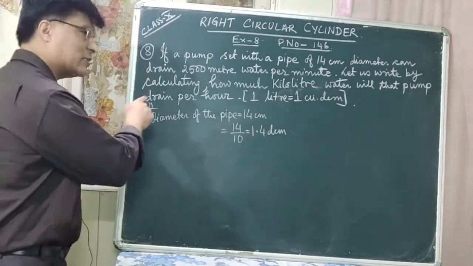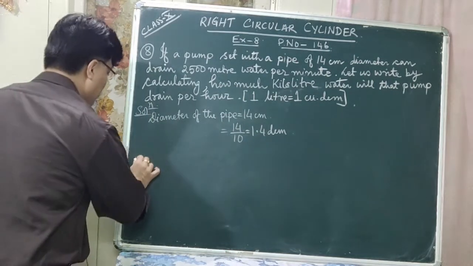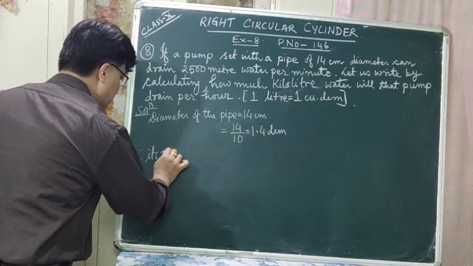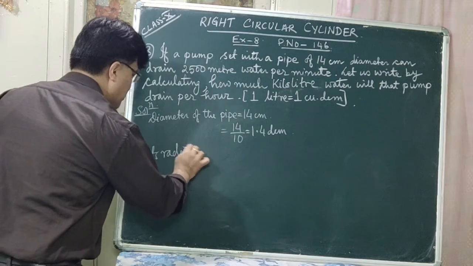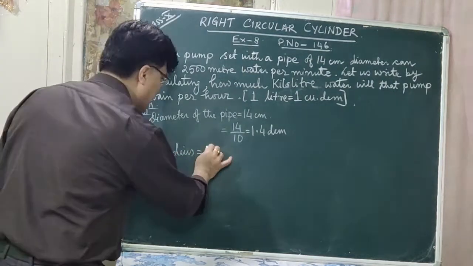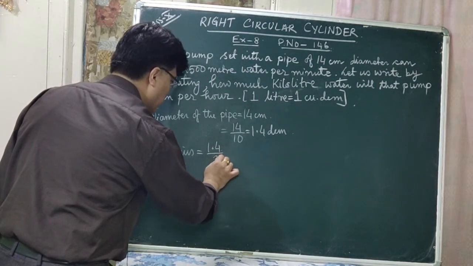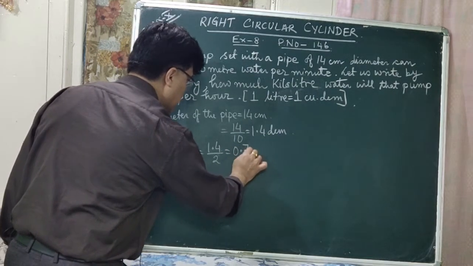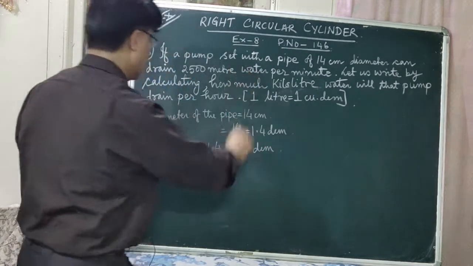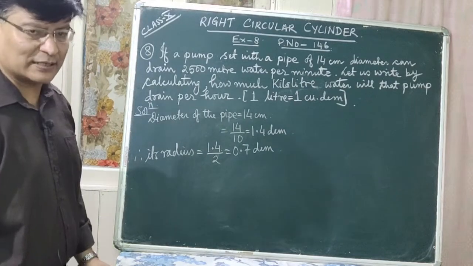Okay, so let us find out its radius. So its radius is equal to half of the diameter, you know that. 1.4 divided by 2, you can divide it, 0.7 decimeter. That is your radius. Is that clear?